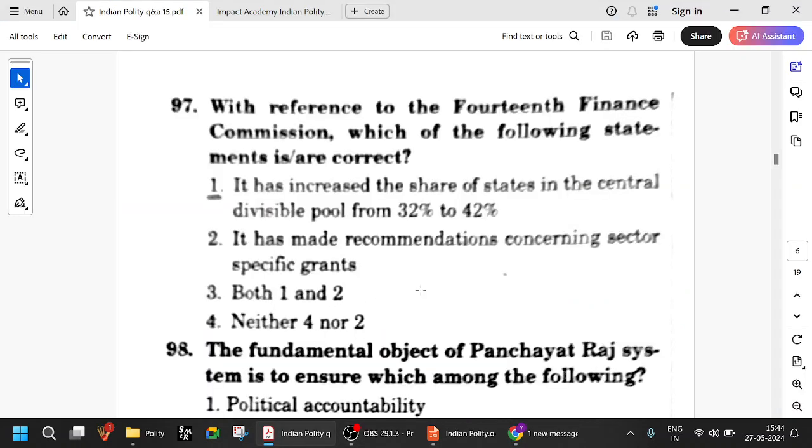So here the question is saying it has increased the share of states in the central divisible pool from 32 to 42%, which is completely true. But it has not made any sector specific recommendations. It has made urban local body and performance grants. So this is true. Only one is correct.